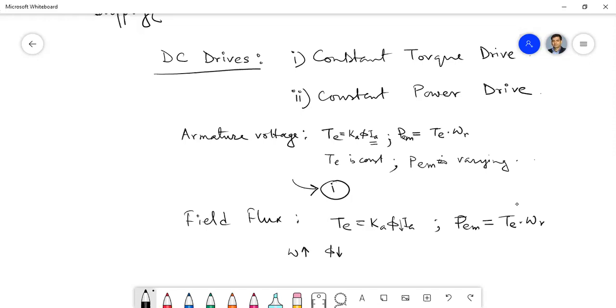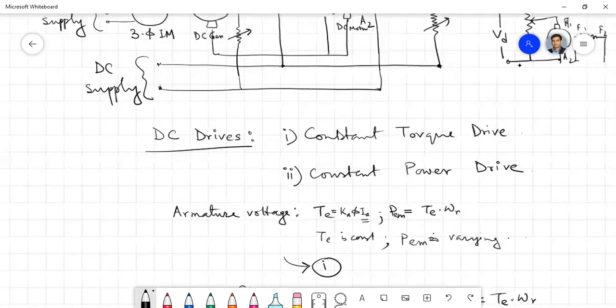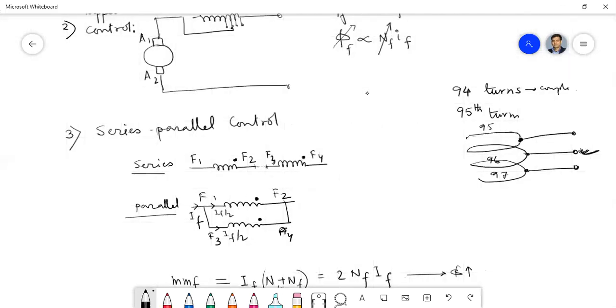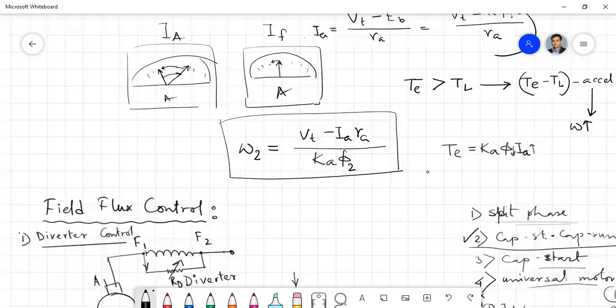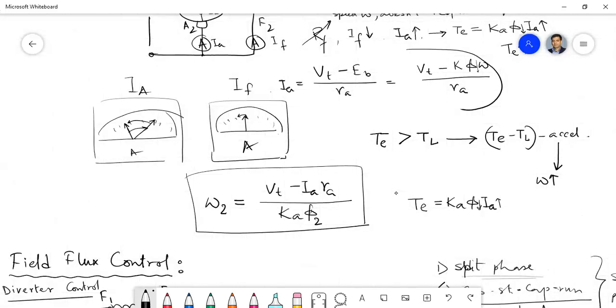If the flux is reduced, armature current remains constant? It increases. Look at what happened in the previous class. No, sir, it will increase. Where did you discuss? Here. So this is the thing, na? If the flux is reduced, current is increased. Okay.